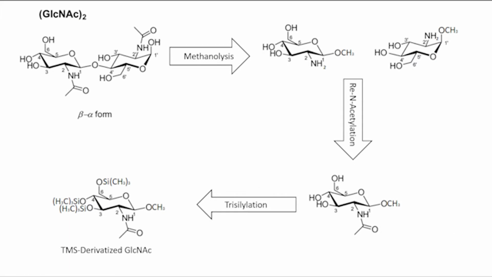Here we have the glucanac disaccharide in the beta-alpha form. In the first step of methanolysis, the bond between the 2 glucanacs is broken and replaced with an O-methyl. The acetyl group, which was attached to the amino sugar, has now become NH2. The next step, the re-N-acetylation, adds that acetyl group back onto the nitrogen. And finally, the trisilylation changes the OH groups into O-TMS groups for analysis.